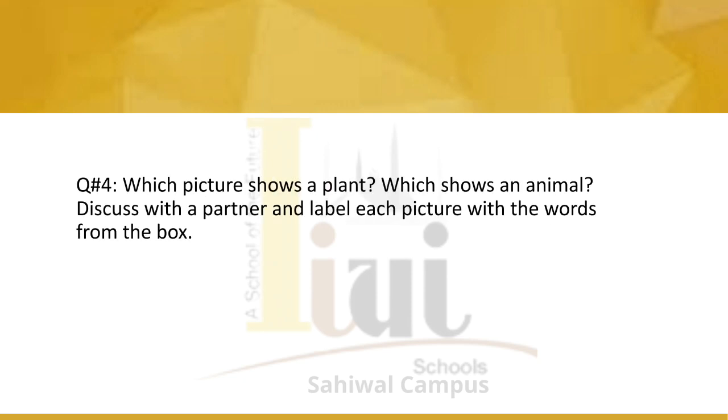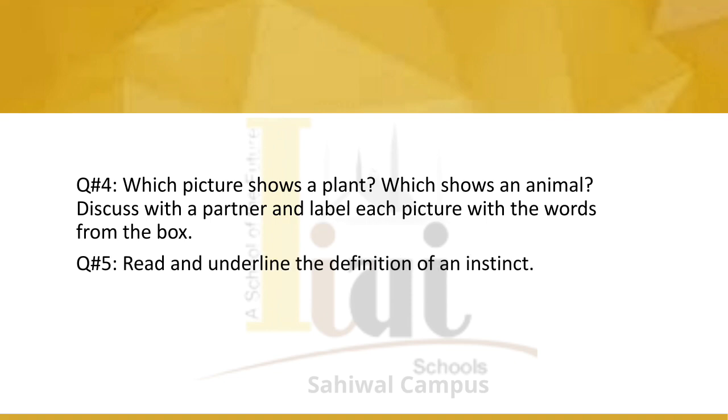Question number 4. Which picture shows a plant, which shows an animal? Discuss with a partner and label each picture with the words from the box. So on the page number 11, here is a box given having 2 words, insect and orchid, and below are 2 pictures. The first one having bee and a blank onward, and the second one has the title leaf and a blank onward. So you have to choose appropriate word for these pictures and write on the proper place, whether it is insect or orchid.